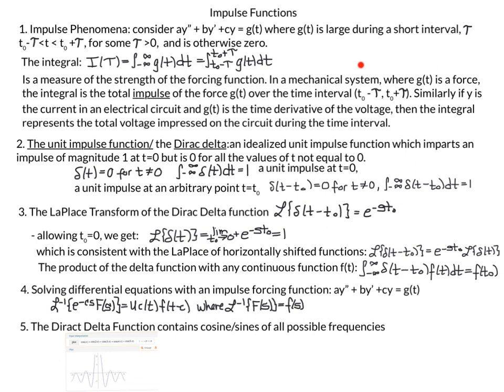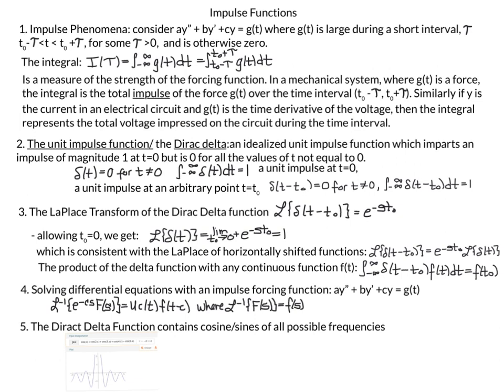In a mechanical system where g of t is a force, the integral is the total impulse of the force over the time interval. Similarly, if y is the current in an electrical circuit and g of t is the time derivative of the voltage, then the integral represents the total voltage impressed on the circuit during the time interval.